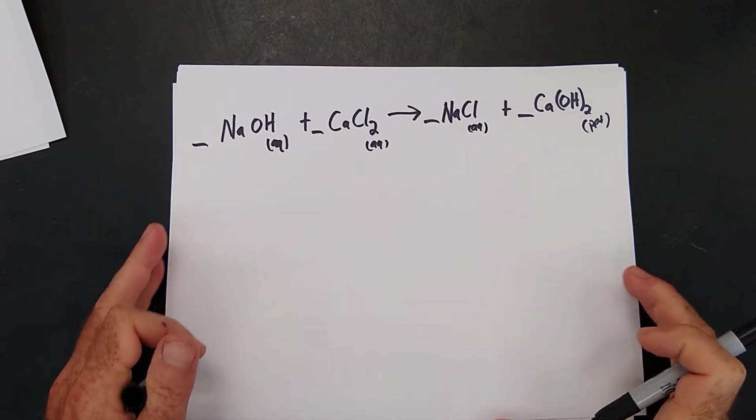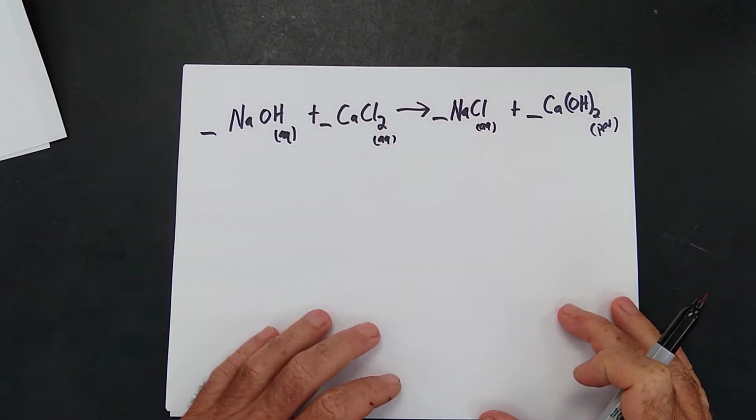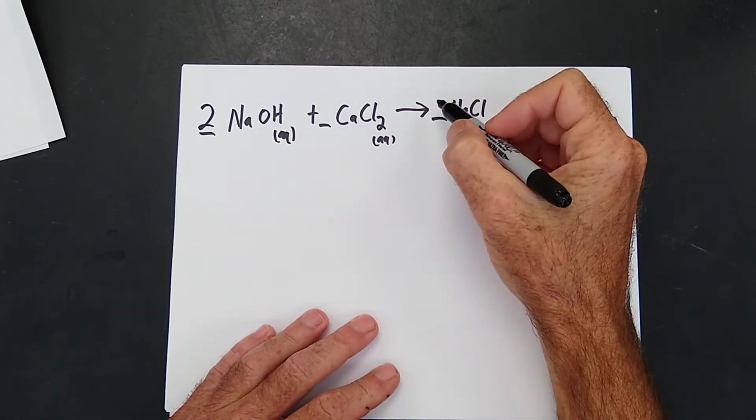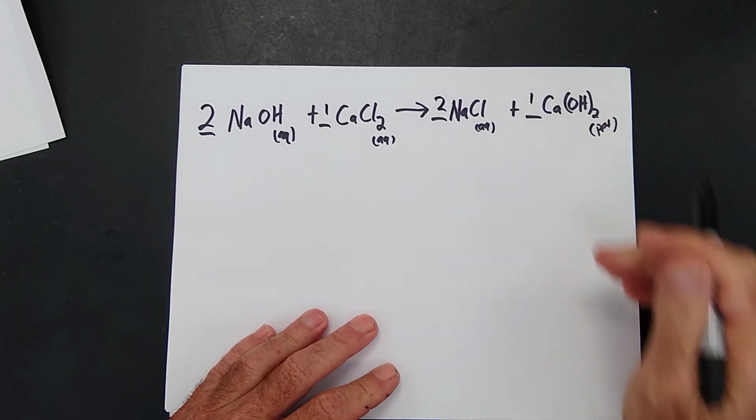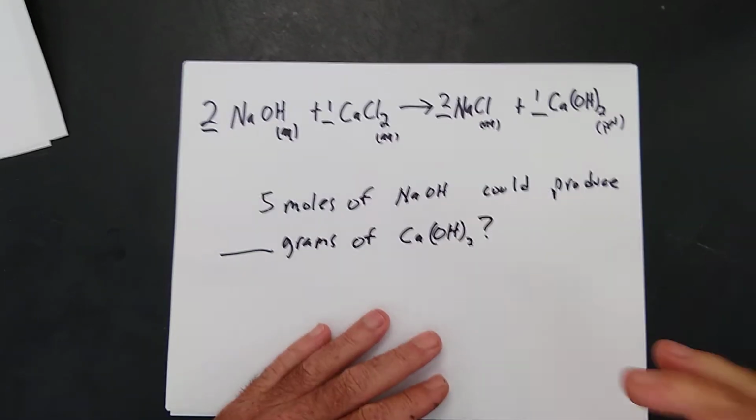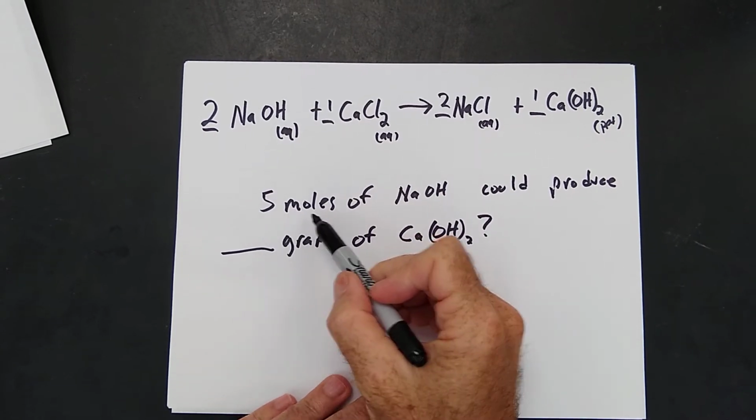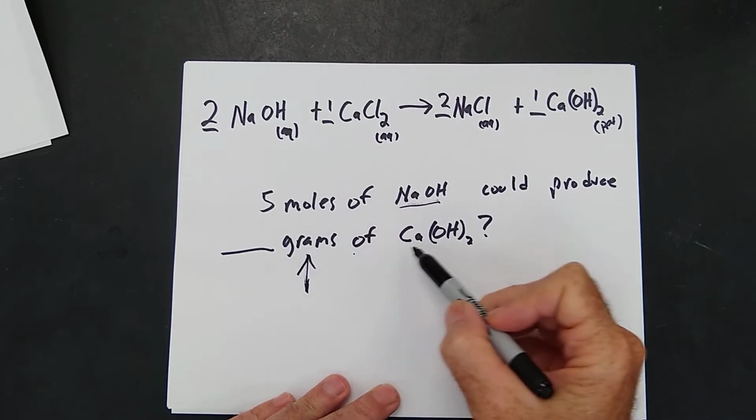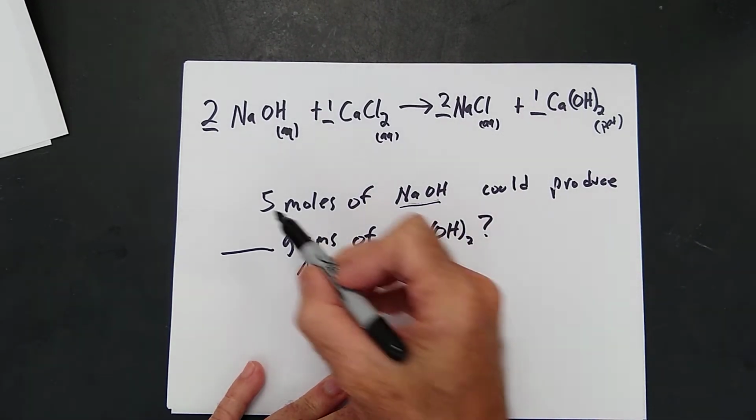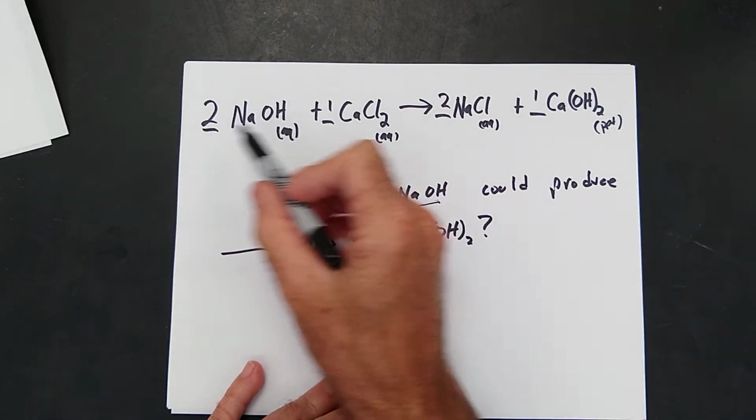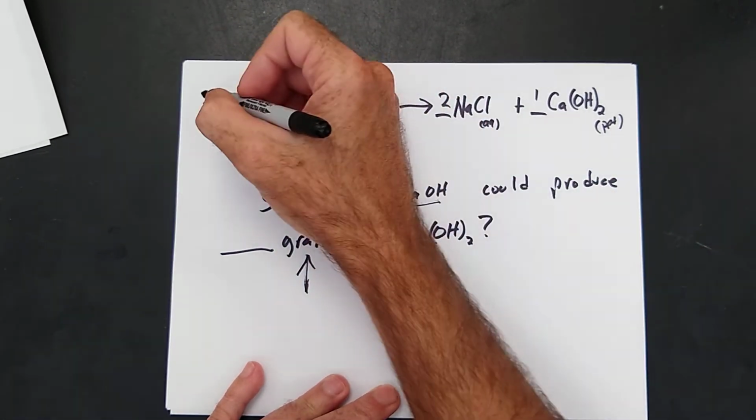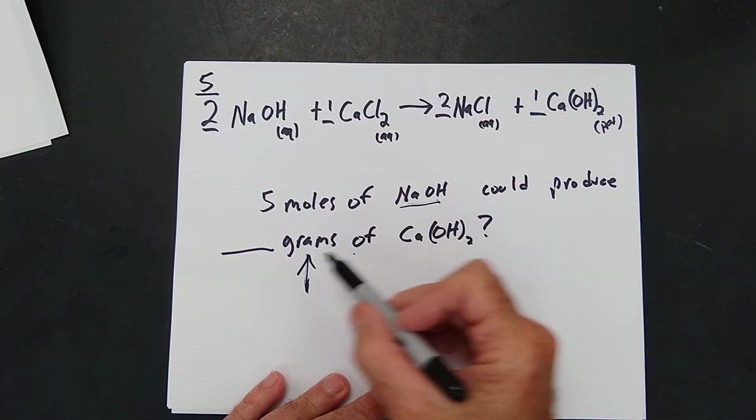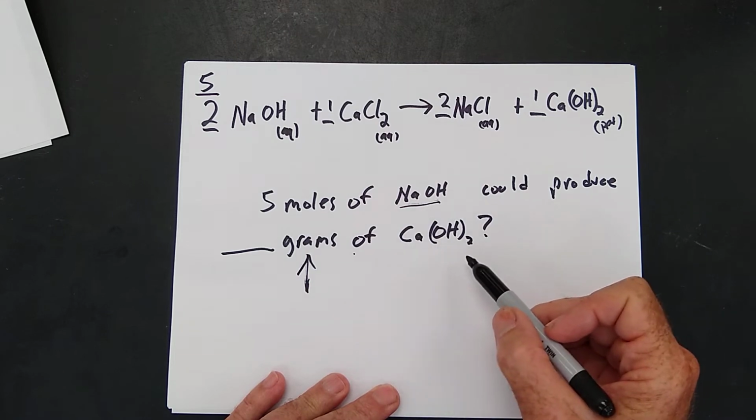Let's try another one. All right, what are our balance numbers for this problem? Got 2 OHs there. Got 2 chlorines. 2, 1, 2, 1. All right, let's come up with a problem for this. Here's our problem. 5 moles of sodium hydroxide could produce blank grams of calcium hydroxide, all right? 5 moles of sodium hydroxide. So where am I going to put that 5? Okay, that's where I'm going to put it right here. 5 is to 2. And then could produce blank grams of calcium hydroxide.